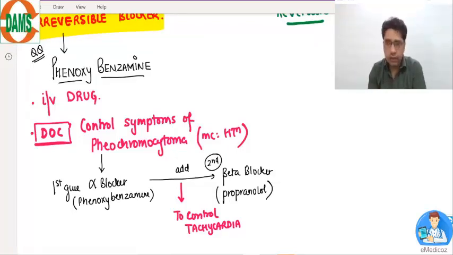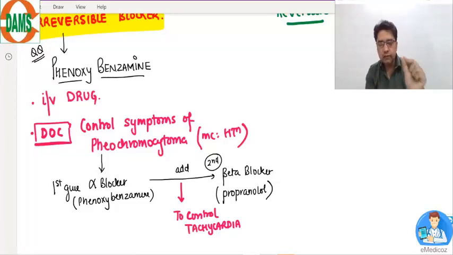Don't you think alpha blockers produce tachycardia? To control this tachycardia, we will add a beta blocker. So phenoxybenzamine is the drug of choice to control the symptoms of pheochromocytoma.